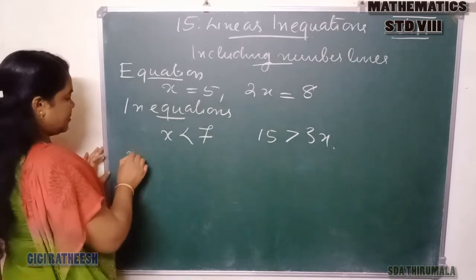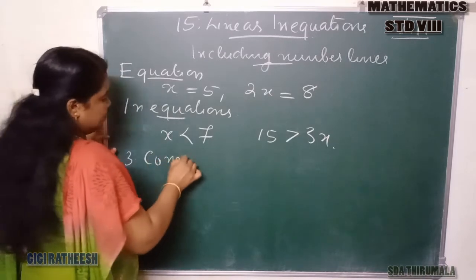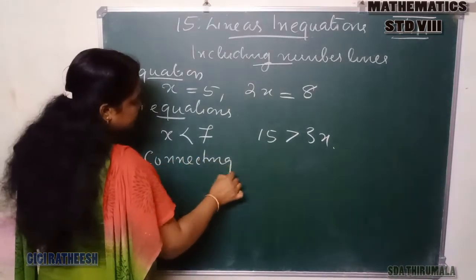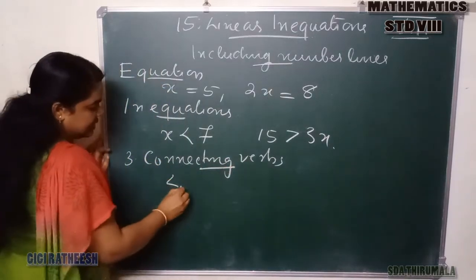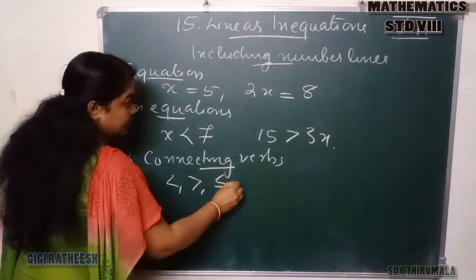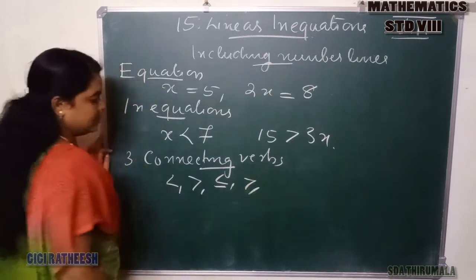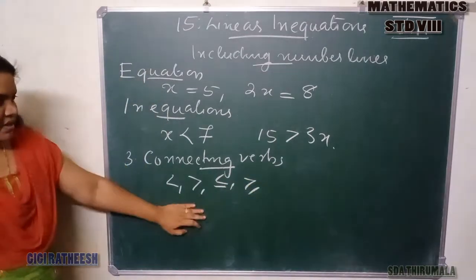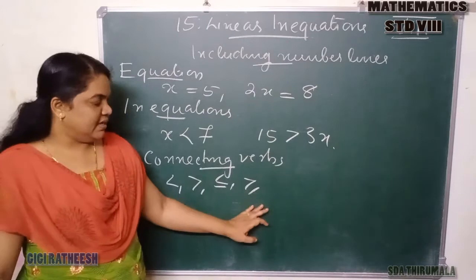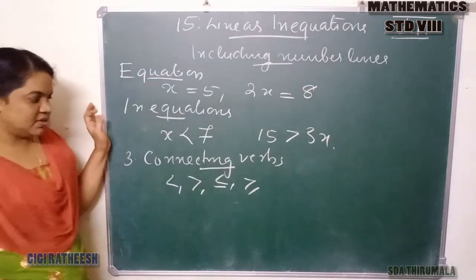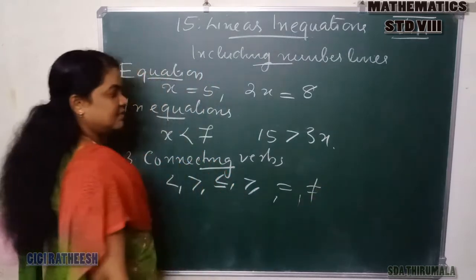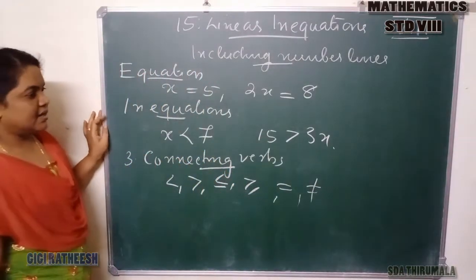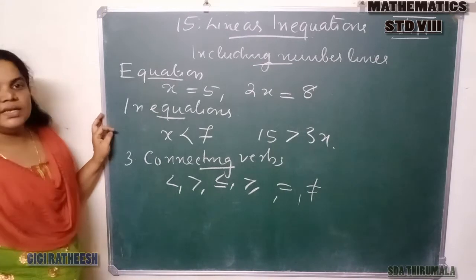The connecting verbs are less than, greater than, less than or equal to, greater than or equal to, and also equal to, not equal to. These are all connecting verbs. And the last one is linear inequation.